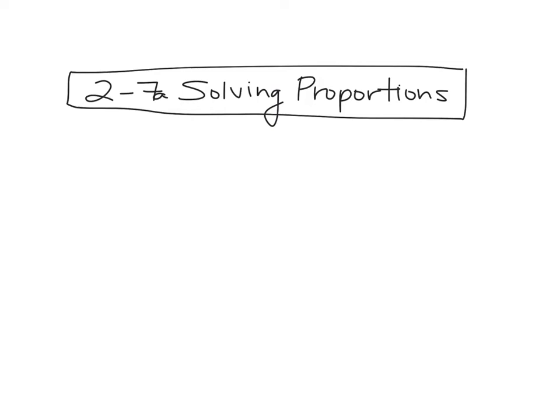Going to split 2-7 up a little bit. But so 2-7a is solving proportions. And what we've done so far is we've talked about a lot of ratios, right? And how I take this ratio and convert it to something that's equal to it, but using different units. That's what we were just doing. Now we're going to be talking about proportions.